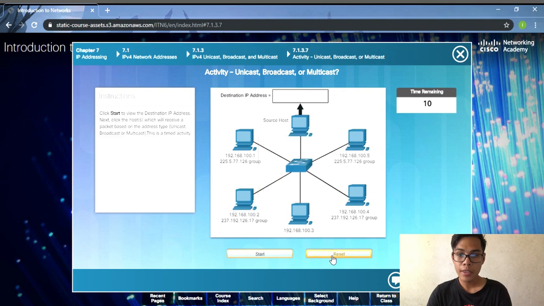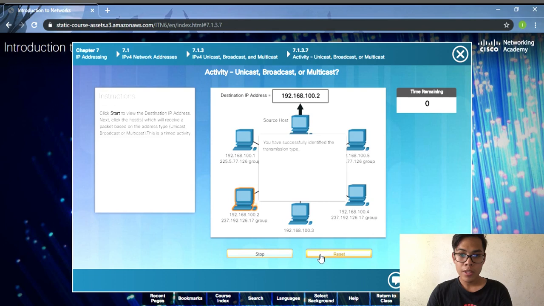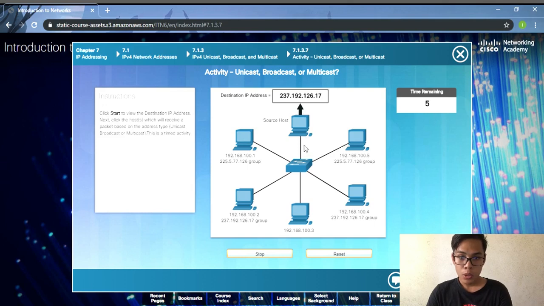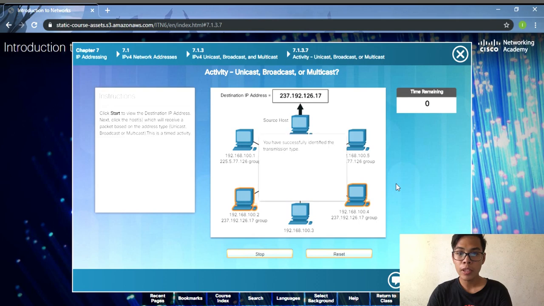So let's reset. Let's try again. Let's click start. The IP address is 192.168.100.2. So the PC is this again. So it is another unicast. So let's stop, reset, and let's start. The next IP address is 237.192.17. So here and here it is a multicast.